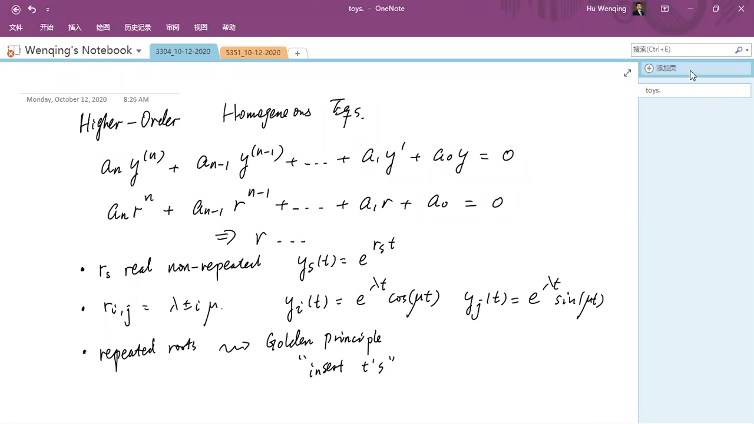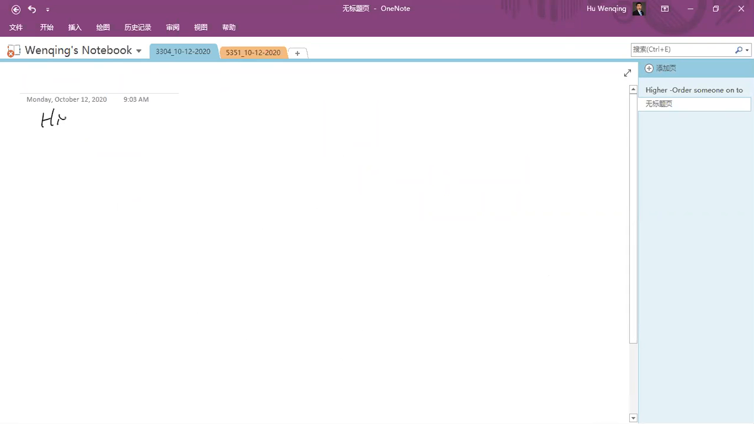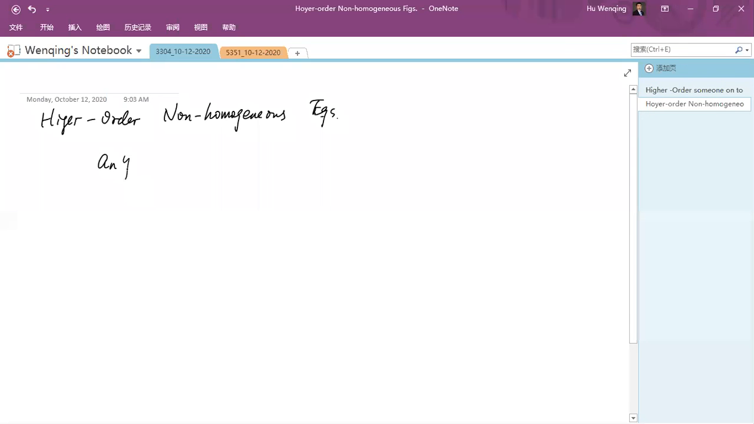And then what happens to the non-homogeneous equation? For a higher order non-homogeneous equation, yn's derivative plus dot dot dot plus a1 y prime plus a0 y is equal to b of t. You're going to look at the right hand side, so let me use g of t.